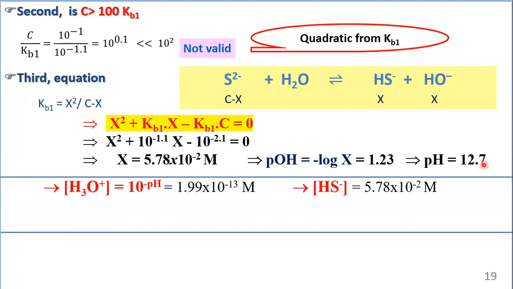Well, you know what? I already have the OH minus from here. OH minus is just my X. And my HS minus is also X. Now what's my H3O plus? Well, I can either get it from the fact that I have OH and then get it from the KW, or from the fact that I have a pH and then get it from there.